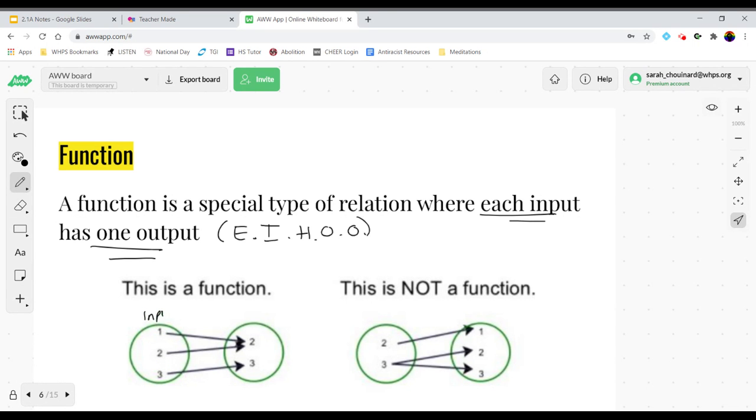So if we look here, remember with mapping diagrams, these are our inputs. 1 has 1 output. 2 has 1 output. 3 has 1 output. That makes it a function because each input has only 1 line coming off of it. This one is not a function because if we look at our inputs and our outputs, 2 has 1 output, but 3 has 2 outputs. So this is not a function. This would just be considered a relation.